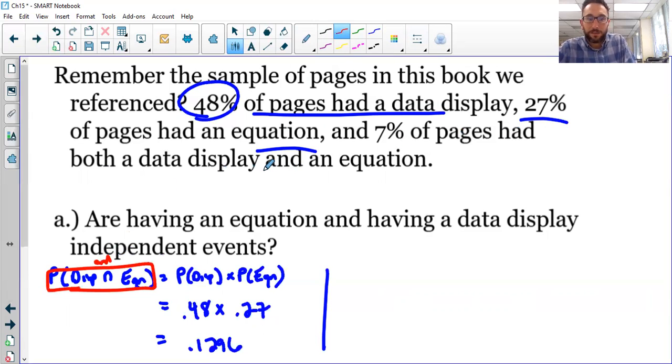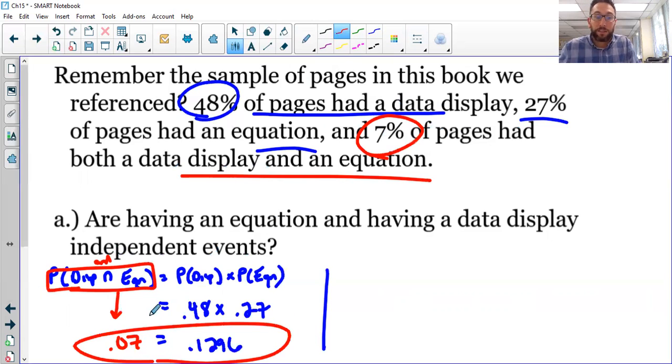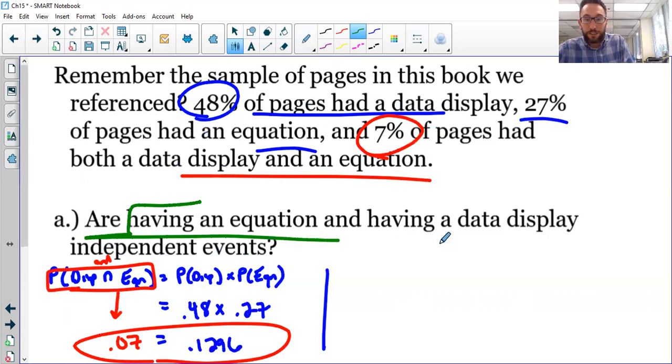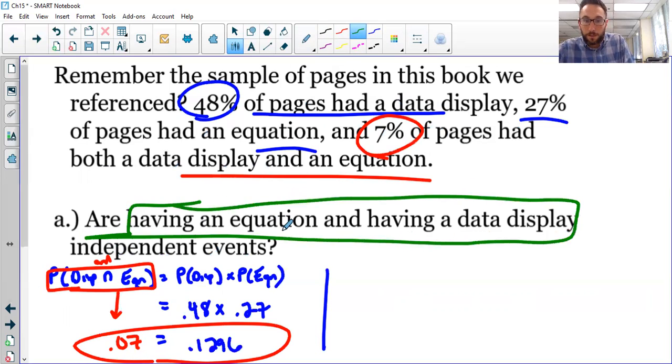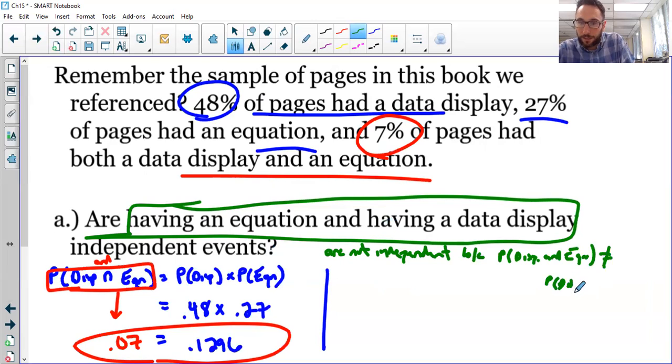On the left side, though, the probability that a page has a data display and an equation, that intersection means and, is right here. 7% of pages had both a data display and an equation. And this time, these do not match. So if I were going to write this up, I would say having an equation and having a data display are not independent. They probably are related because the probability of display and equation does not equal the probability of display times the probability of an equation.